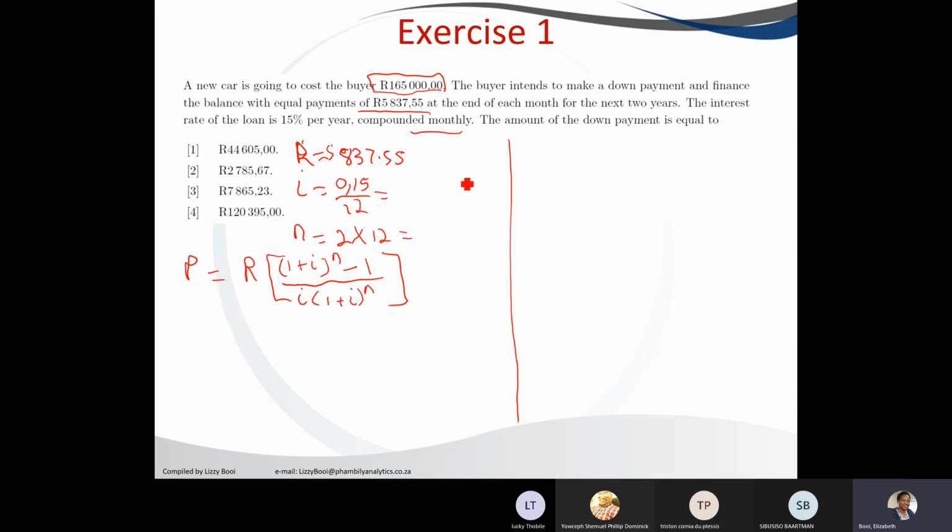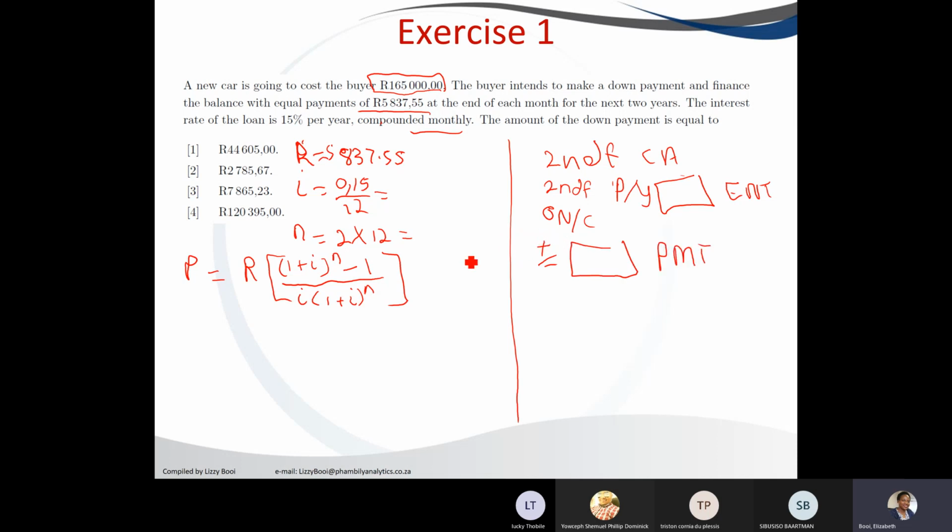Those who are calculating with the financial calculator, the steps are easy. Second function CA, second function P/Y, and then put in the compounding period, then press enter. Then you go on and off your calculator, plus or minus. Then you put the value of your payment and press PMT.